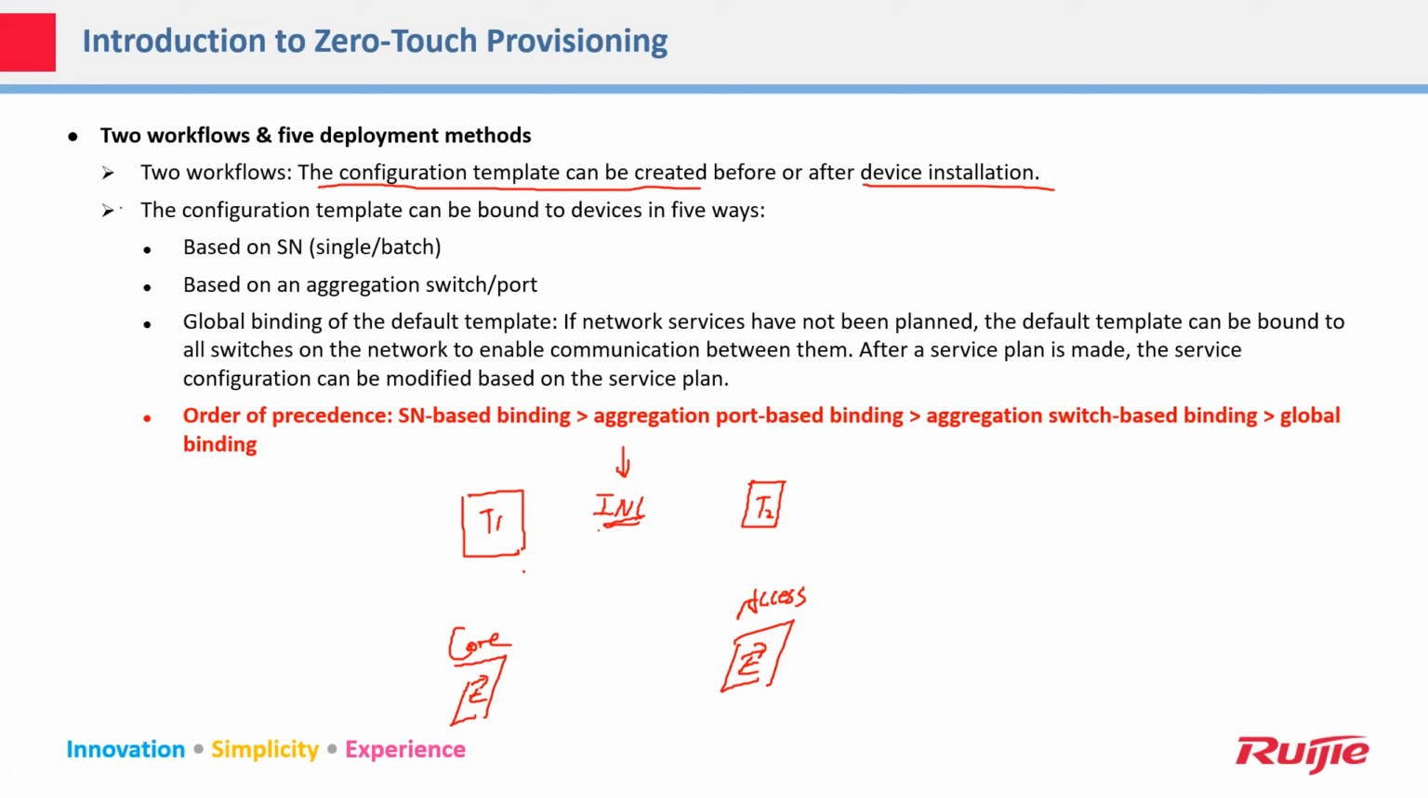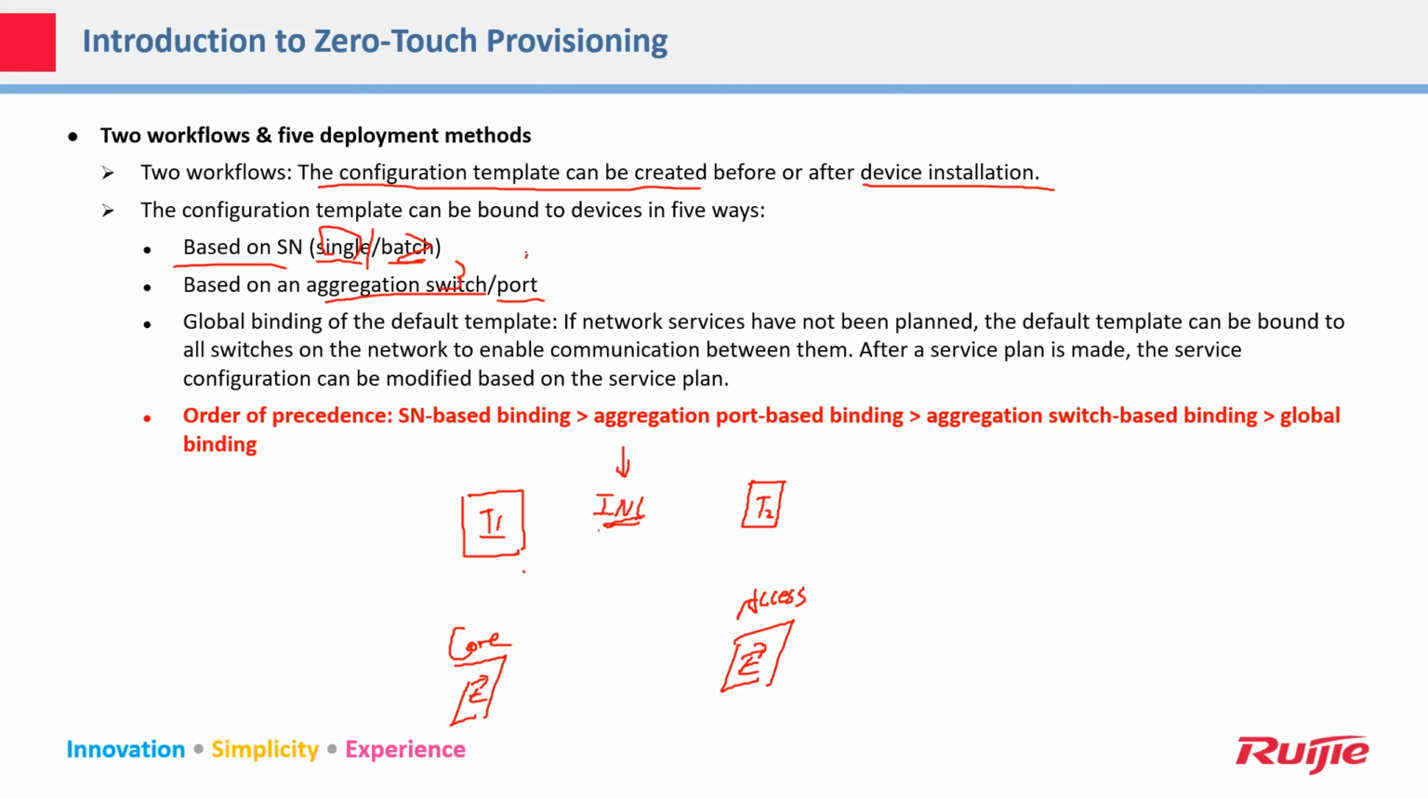Here comes the method. You can see, based on sequence number. Based on sequence number, we can deliver the template one by one. For example, sequence number 1111 gets template 1, and sequence number 2222 gets template 2. This is called single. Or batch. Batch means we can upload an Excel file, which binds the sequence numbers to the templates. This is the first method. The second method is based on the aggregation switch, or aggregation port.